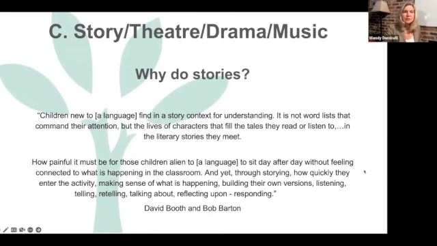So children new to a language find in a story context for understanding. It is not word lists that command their attention, but the lives of characters that fill the tales they read or listen to in the literary stories they meet. And how painful it must be for those children alien to a language to sit day after day without feeling connected to what is happening in the classroom. And yet through storying, how quickly they enter the activity, making sense of what is happening, building their own versions, listening, telling, retelling, talking about, reflecting upon, responding.